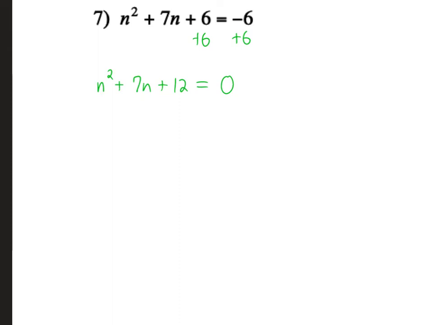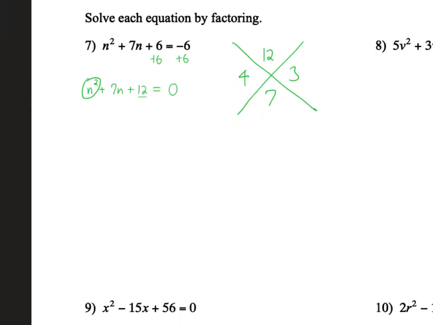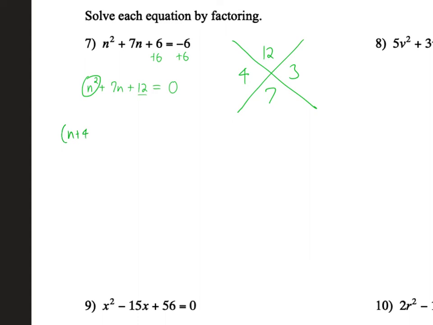How many terms do we have? 3 terms. Is it a perfect square trinomial? It is not, because of this 12 here. Is it general factoring or trial and error? It is general factoring, because we have just a 1n squared right here. So we're going to put 12 on top. We're going to put 7 on the bottom. What numbers multiply to 12 and add to 7? 4 and 3. All right, so this is going to factor to n plus 4 times n plus 3 equals 0. Why don't you see if you can solve this from here now.